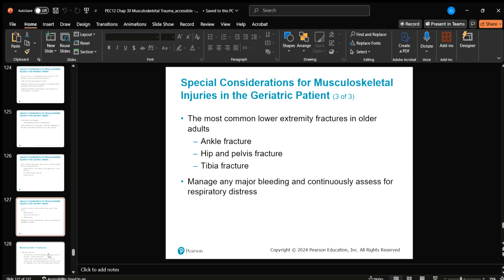All right, the most common lower extremity fractures in older adults: ankles, hips, pelvis, tibia. What's the other bone in the lower leg? You have the tibia and the fibula. So which one's the larger of the two? Tibia. Okay, easy way to remember that: tib-fib. Think of a little white lie. What is a little white lie known as? A fib. Okay, a little white bone. Think of it that way. This is the smaller of the two.